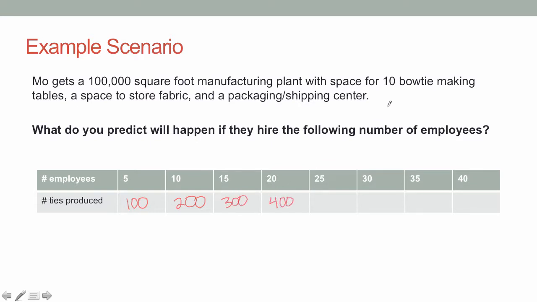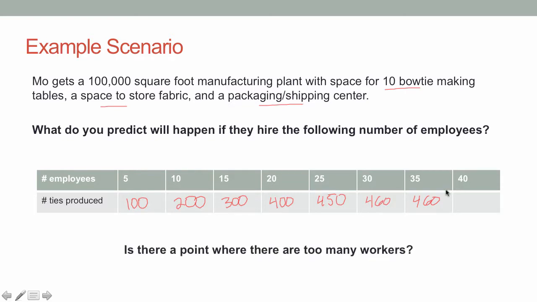I would predict that they would increase, but there's a certain point where they only have 10 tables. They have a packaging shipping center. Some people are going to work there. Some people are going to run and store fabric. But when you get to a lot of people, I don't know if a lot of people sitting around the tables is going to really make that much more ties. So you might see it increase, but maybe to a certain point it gets too crowded and all of a sudden we start slowing down a little bit. At least that might happen, right? We have to think about these things when there's actually too many people to really make and grow the amount of ties produced. Is there a point where there are too many workers?